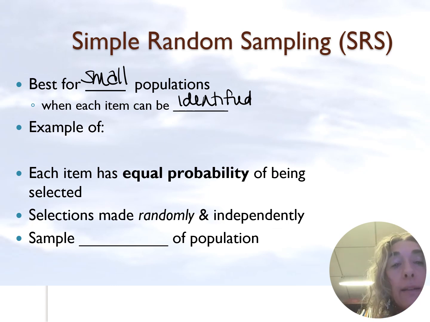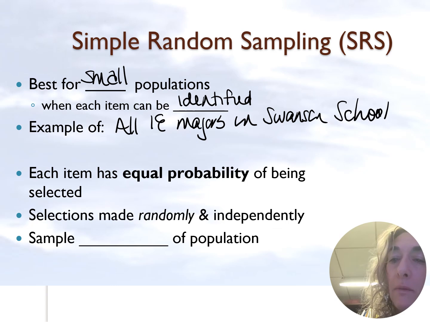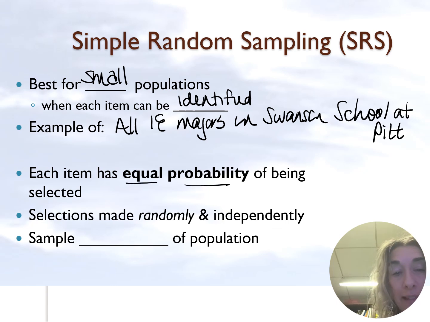An example of a population that would be suitable for simple random sampling would be all industrial engineering majors in the Swanson School at Pitt. This is a defined group of students, reasonably sized. With simple random sampling, each item that you're going to sample has an equal probability of being selected, because those selections are made randomly and independently, in which case the sample is representative of the population, which allows good inference.